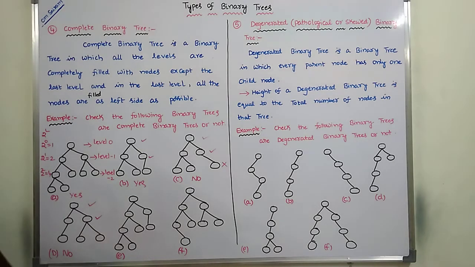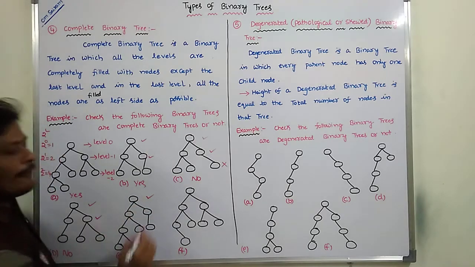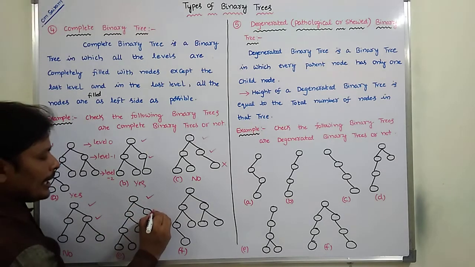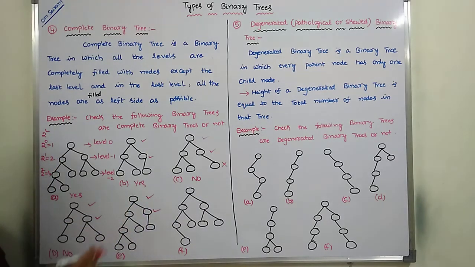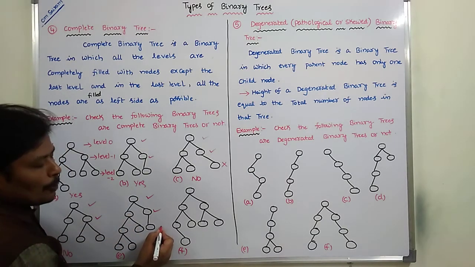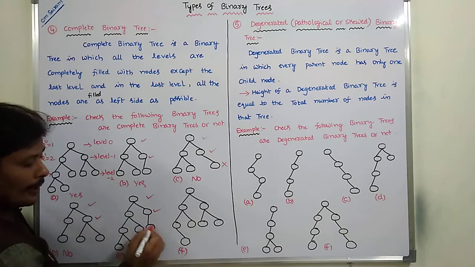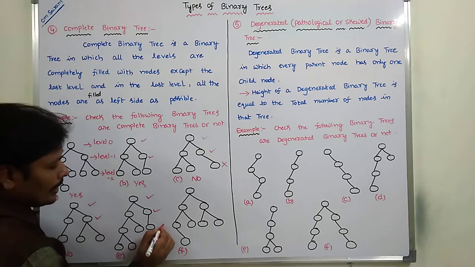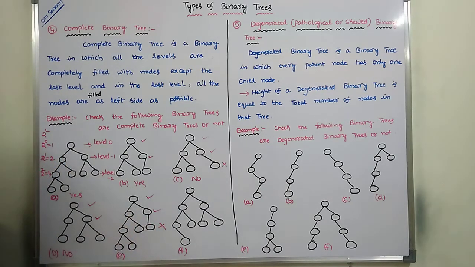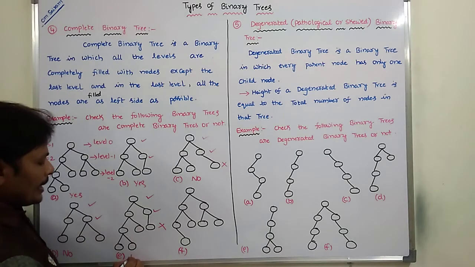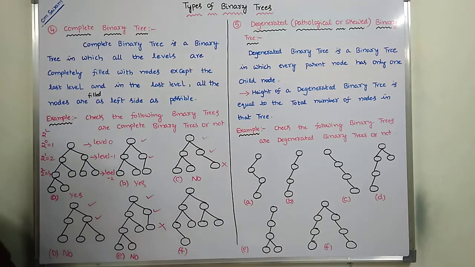Okay. Next, go for this one. In the first level, it is filled with one node. In the second level, it is filled with 2 power 1, that is 2 nodes. In the third level, 2 power 2, 4 nodes are not there. Only 3 nodes are there. So here the condition fails, so it is not a complete binary tree.